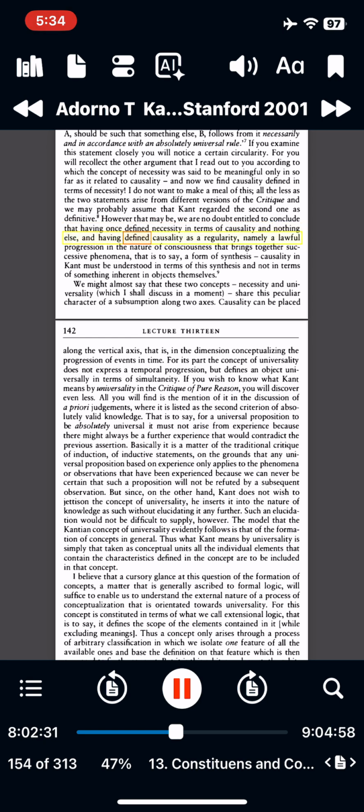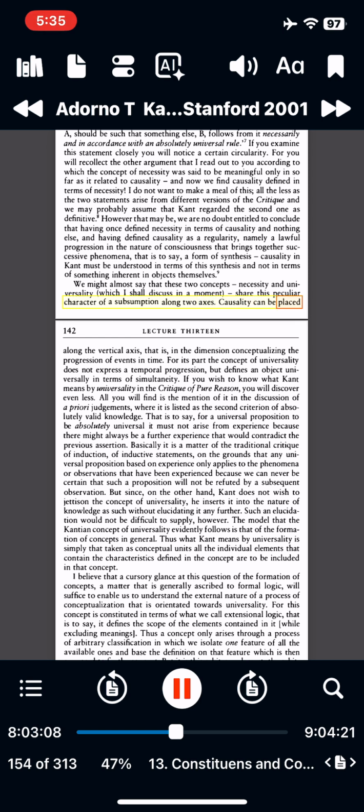else, and having defined causality as a regularity, namely a lawful progression in the nature of consciousness that brings together successive phenomena, that is to say, a form of synthesis, causality in Kant must be understood in terms of this synthesis and not in terms of something inherent in objects themselves. 9. We might almost say that these two concepts, necessity and universality, which I shall discuss in a moment, show this peculiar character of a subsumption along two axes.